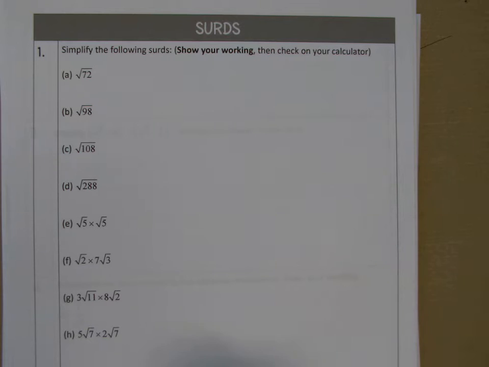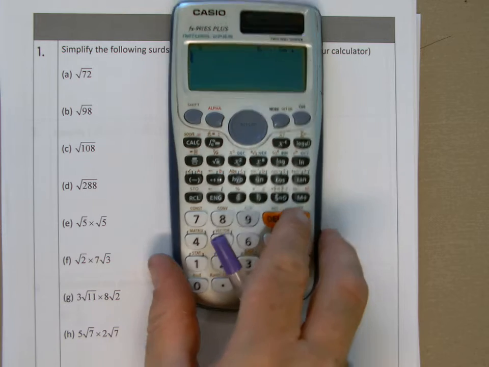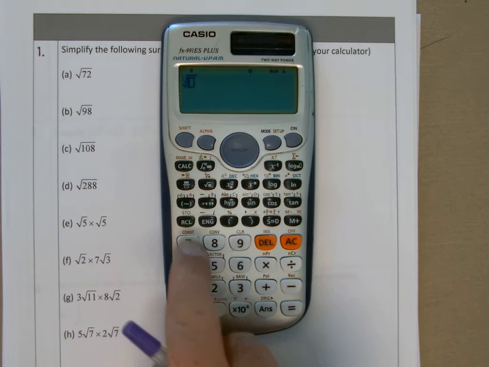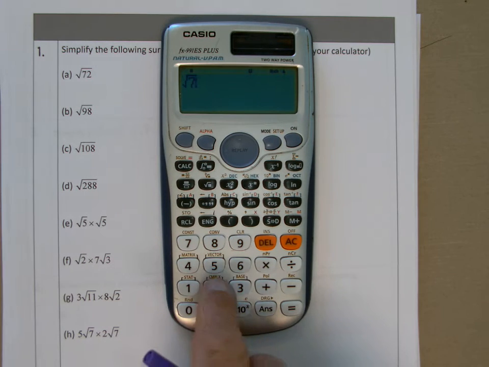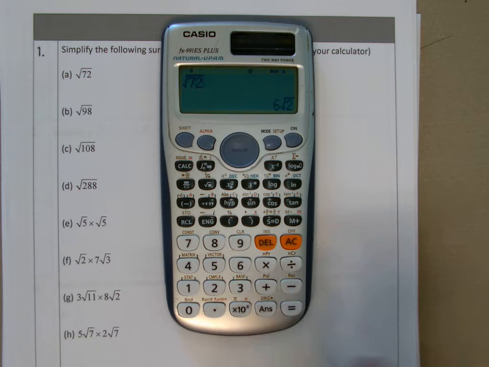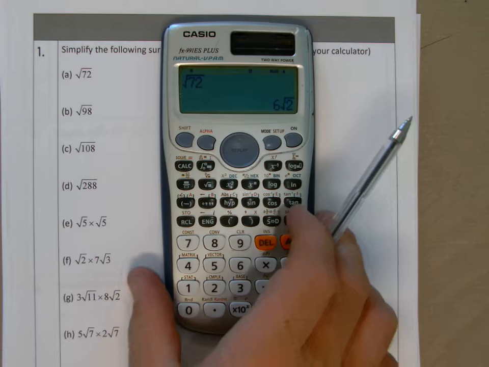Okay, so simplify this here. Of course, you can use your calculator here, right? So if I use my calculator, you can see, square root of 72. Okay, if I press equals, it will do it for me. It'll give me the answer of 6 root 2, right? And that's what you're going to do in the exam.